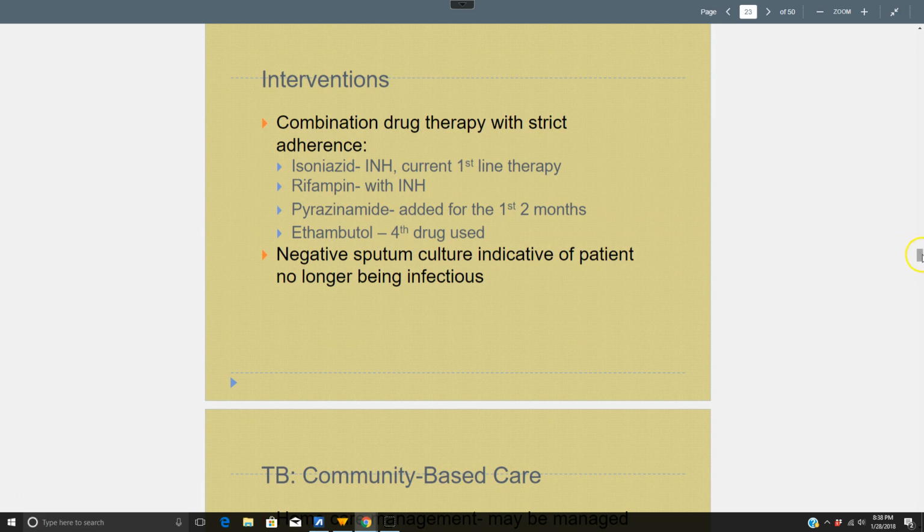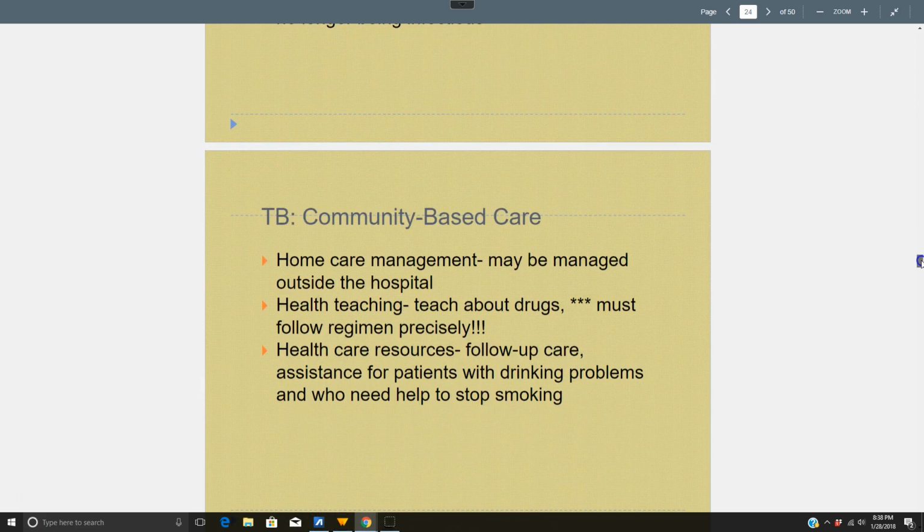Okay, so I wanted to make sure I made that perfectly clear about home care management, that it may be managed outside the hospital. Health teachings teach about drugs, must follow regimen precisely, and then follow-up care for people that need to stop drinking as well as to stop smoking.